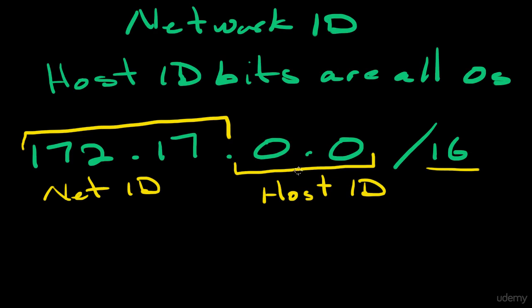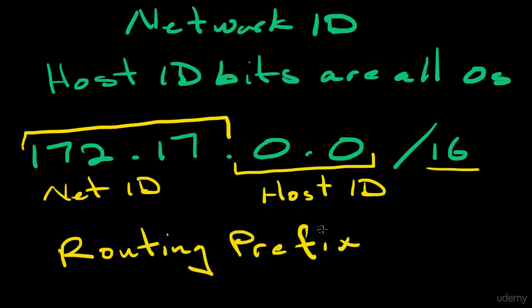Therefore, this number that you're looking at is a network ID number, 172.17.0.0/16 is a network ID. This is sometimes referred to as a routing prefix. This number will appear in the routing table of routers and be used to identify the 172.17 network.